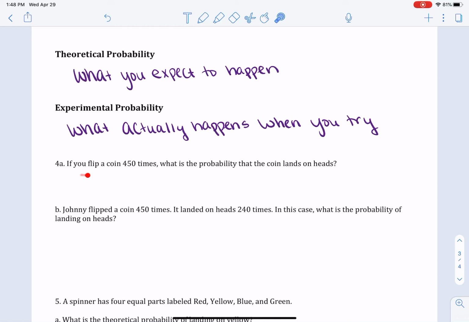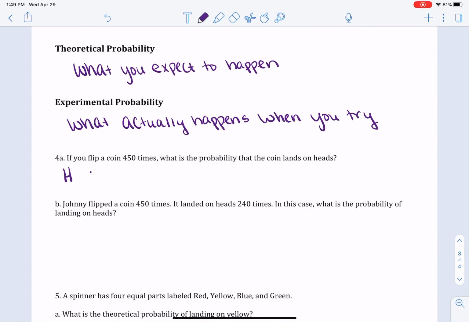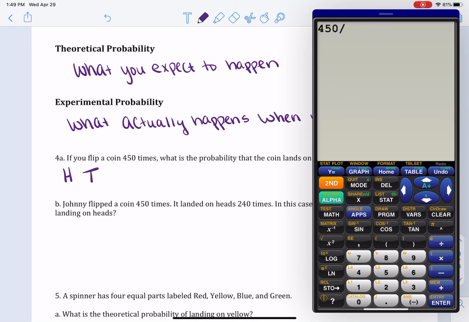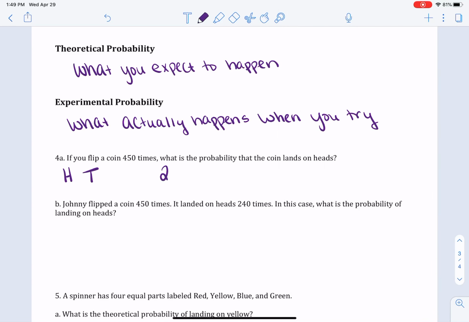So for this question, it says, if you flip a coin 450 times, what is the probability that the coin lands on heads? So what would we expect to happen? When we think about a coin, we could either have heads or tails. We have a 50-50 chance. So if we were to take 450 and divide that, that would be 225. So that's 50-50. We have a 225 out of 450 chance that it will land on heads. So that would be 0.50 or 50% chance. That would be our theory of that. We have a 50-50 chance.